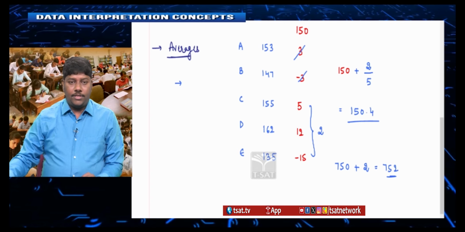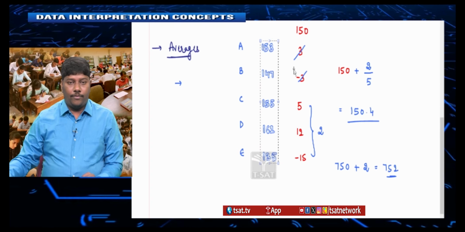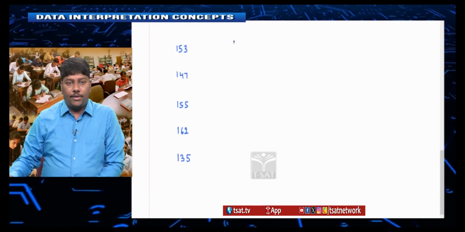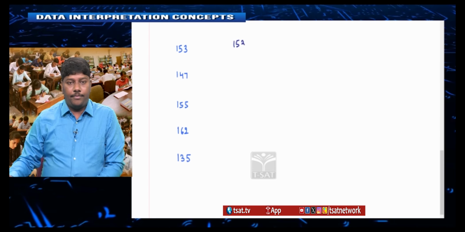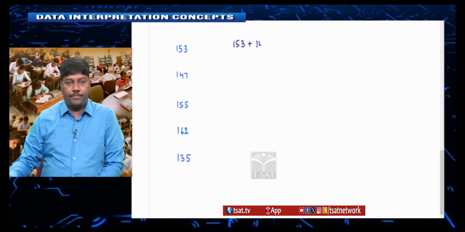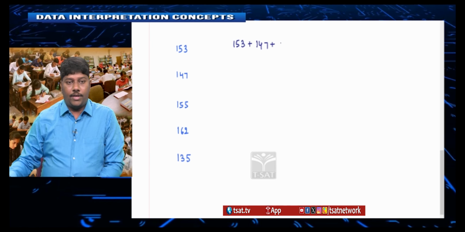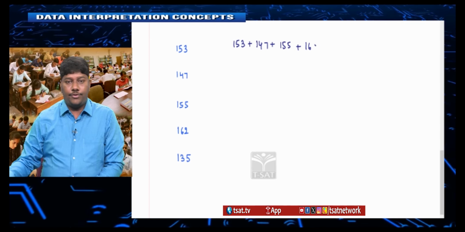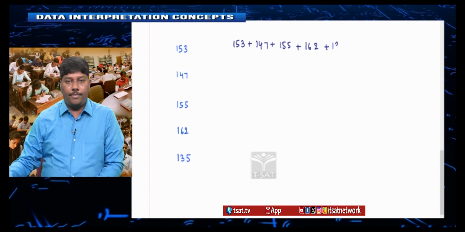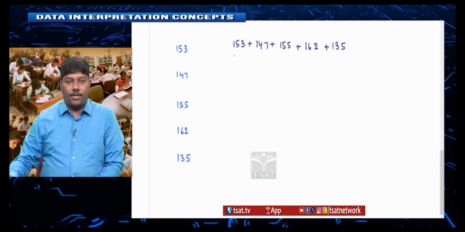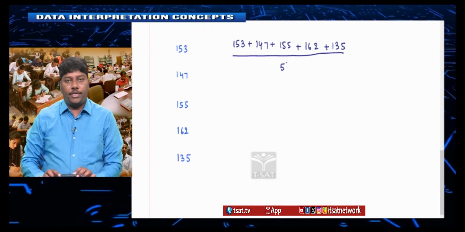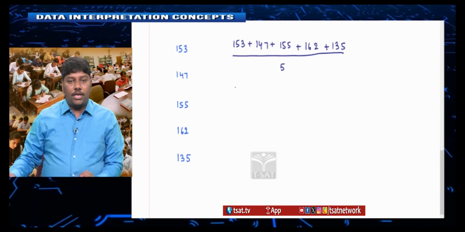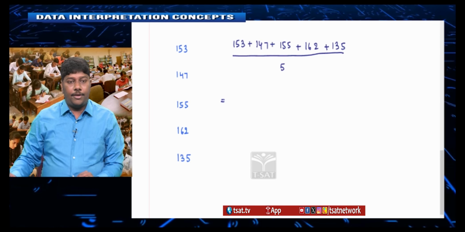Now, what is the reason behind taking all of them? If I ask you the average of all this, how do I write it? I will write it as 153 plus 147 plus 155 plus 162 plus 135 divided by what? 5. Because we know the average of certain observations is equal to the sum of observations by the number of observations. Now, I am choosing my average as 150.